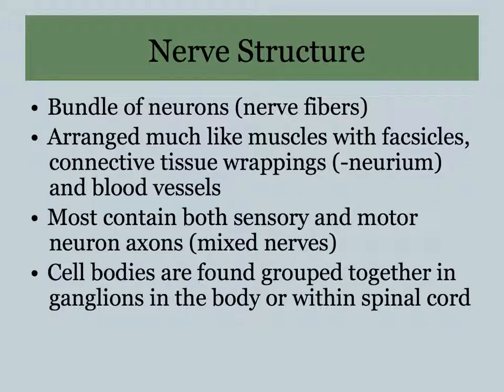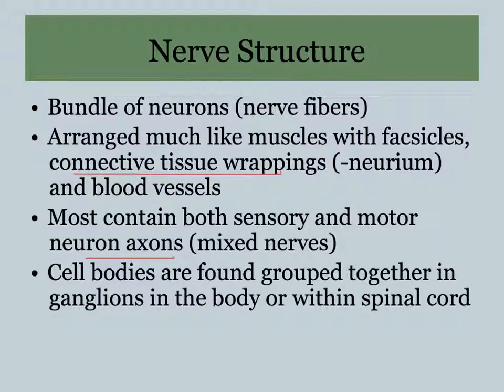Nerve structure is very similar to muscle structure in that you have nerves bundled together, and specifically we're really talking about neuron axons because the cell bodies are located someplace else. But the nerves have the axons wrapped around with connective tissue, just like you saw with the muscles, and blood vessels are involved in there as well.